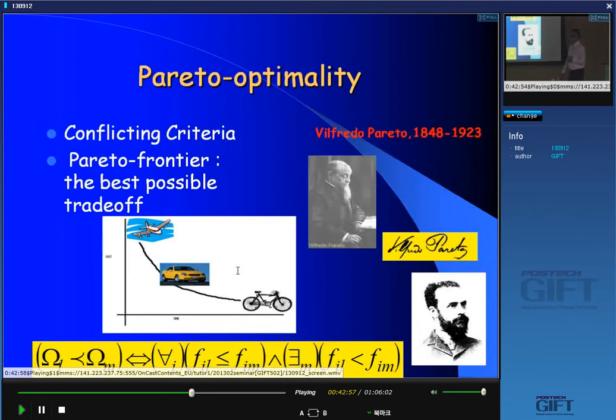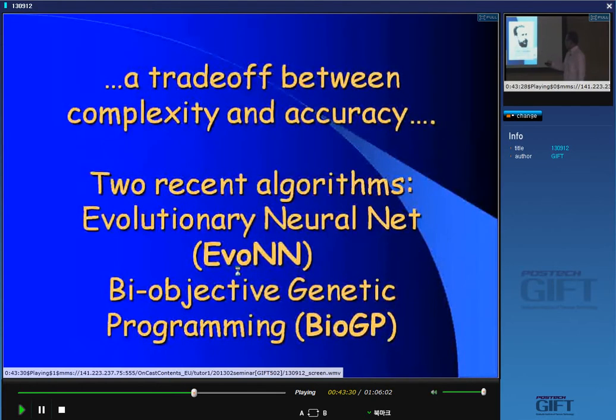What Pareto said is, if I take this airplane, my cost has to be more, my time will be shorter, and if I take the bicycle, my cost will be very little, but my time would be longer. There's no possible way you can have a trade-off, another plane or another bicycle, which will bring you at a lower time and at a lower cost. That makes these three optimum. So this principle will be followed throughout.